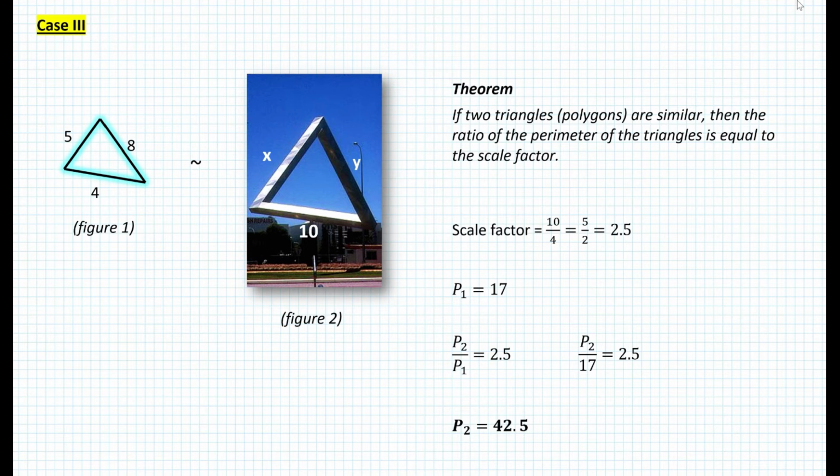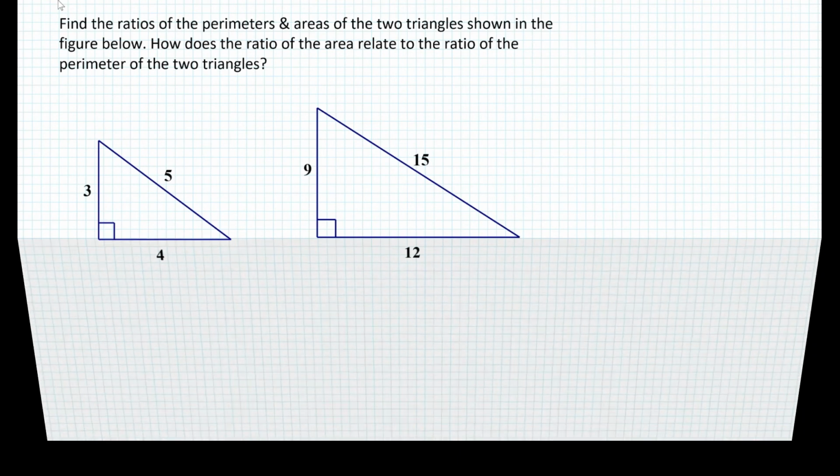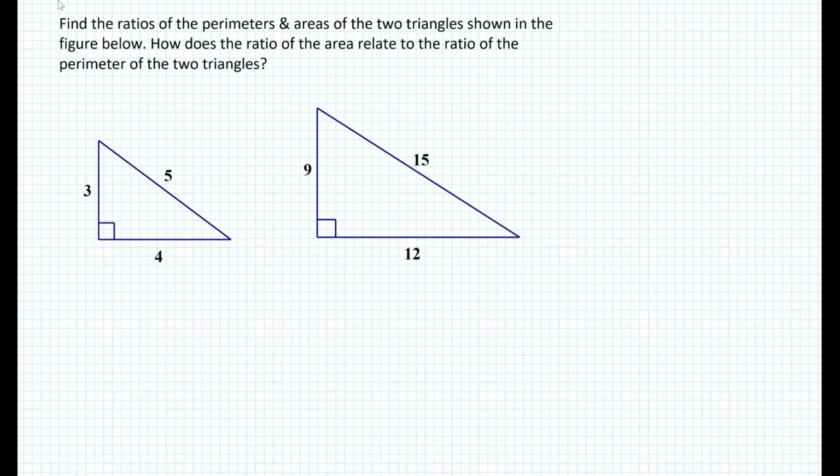So in this case, we just analyzed the scale factors and how they're related to the perimeters. How about the areas of the triangles? Let's look at that now. For this particular problem, we first want to find the perimeters of these two right triangles, then find the areas of both of these triangles and compare the ratios. And think about, okay, how are the ratios of the perimeters related to the ratios of the areas? So let's look at this.